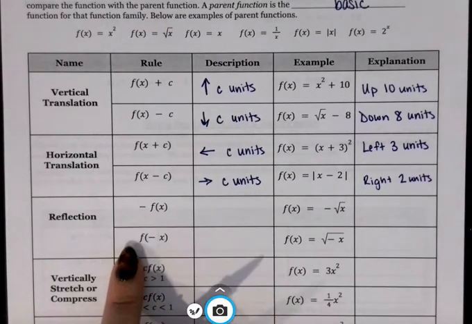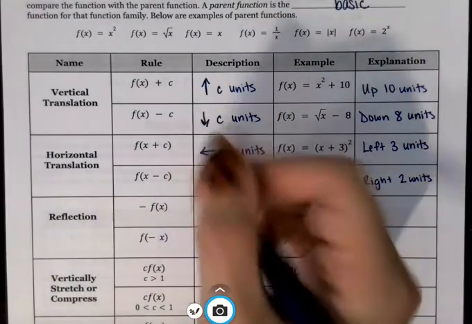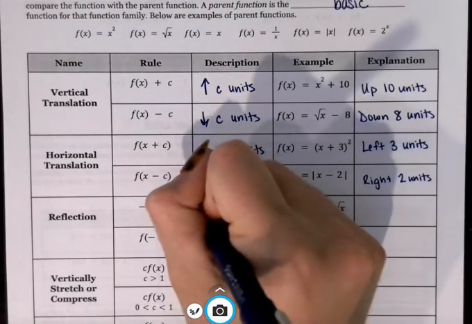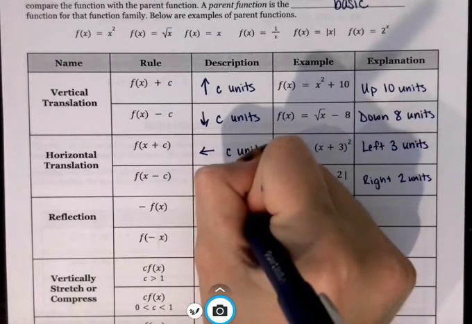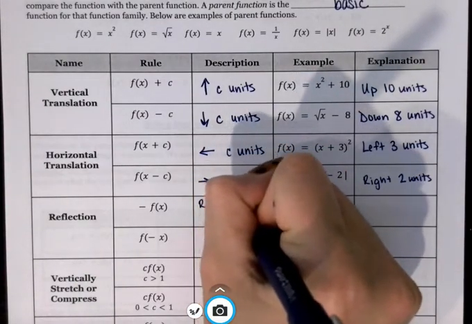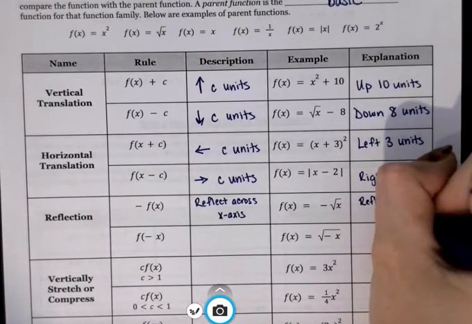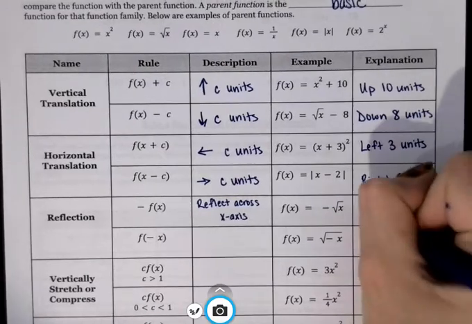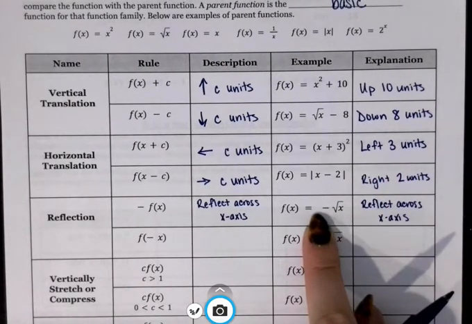When I have a negative, I am reflecting the graph or flipping it across one of the axes. If my negative is on the outside of my function, out in front of everything else, I am reflecting it or flipping it across my x-axis. So this is the same because my negative is on the outside of my radical.